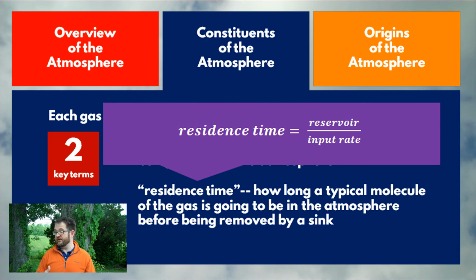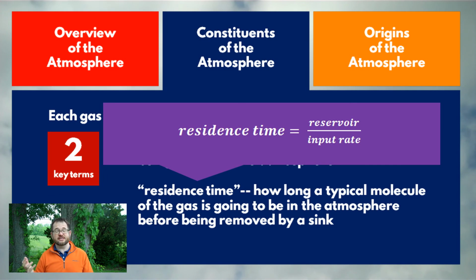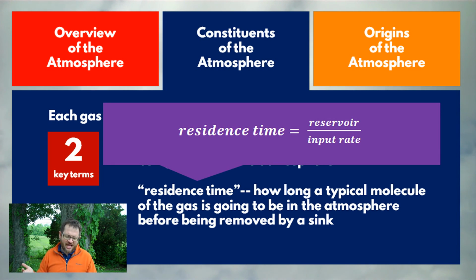There's actually going to be a formula for computing this. Some gases are going to have very long residence times, like millions of years, and some gases are going to have relatively short residence times, like days, okay? And some will have it someplace in between. This is something that we need to be able to compute about the atmosphere.